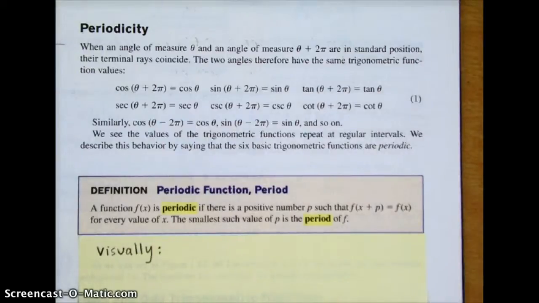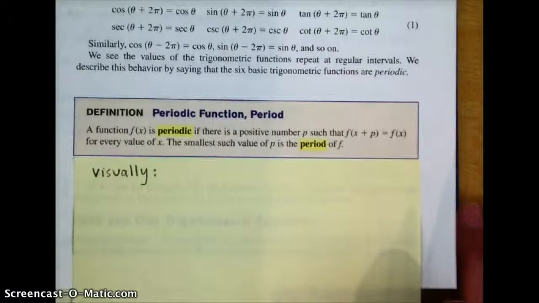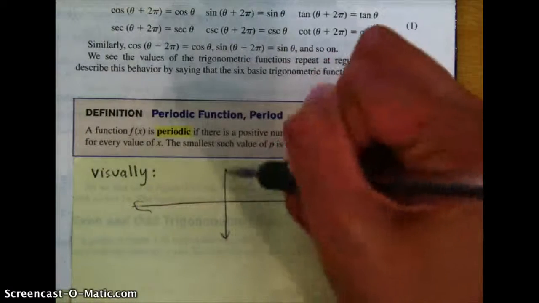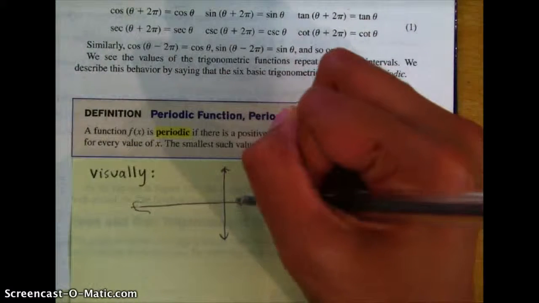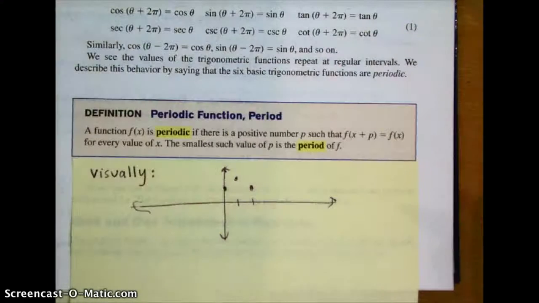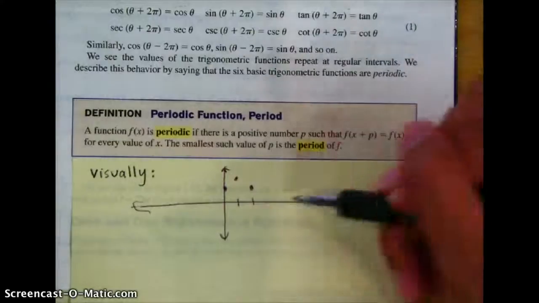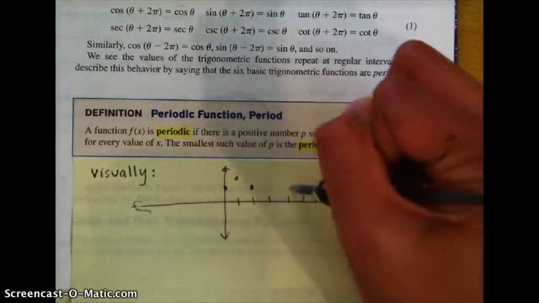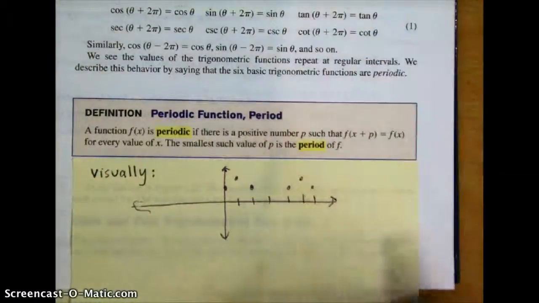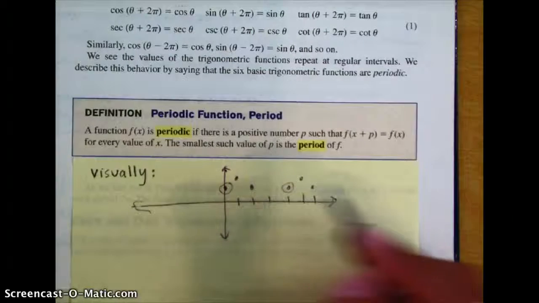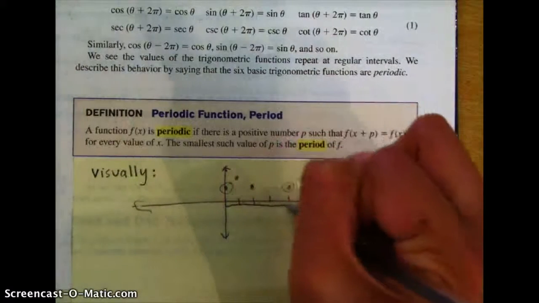The smallest such value of p is called the period. So visually, here's what this looks like. We have some sort of function, and on its graph, obviously it has some points, so let's consider these 3 points, 1, 2, 3. And obviously there are more points connecting it, but after a certain amount of time, those 3 points are going to repeat. So maybe they repeat right here, 1, 2, 3. The period is the distance between the first point and the point of its repetition. So this distance right here.